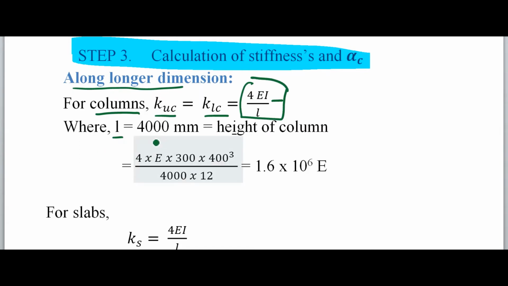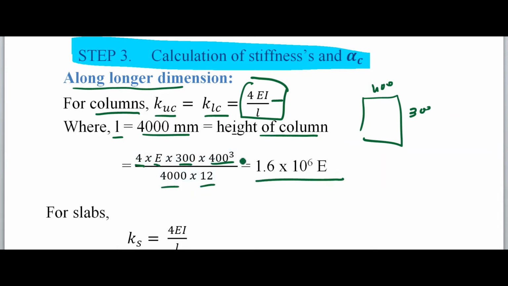Here L is 4000 mm, the height of the column. In the example, you can read it: the height of the column is fixed, above and below both are 4 meters. So 4000 mm. Put the value in the equation 4E, I is 300 by 400 cube by 12, so 1.6 into 10 raised to 6 EI. This is the stiffness of the column.